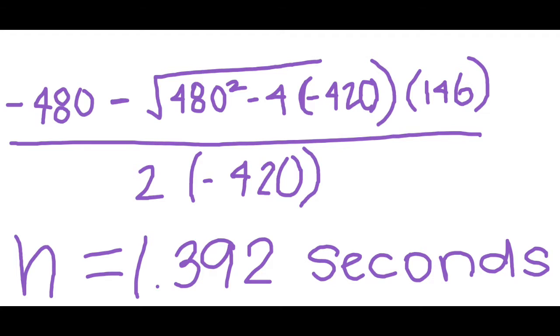Just to explain it a little bit more, we got that negative 480 at the beginning. That is our b in the equation. Next is the b squared, so we have 480 squared. Then we do a minus 4, and then we do the a and c. So a was negative 420, and c was 146. And we do it all over 2 times a, and a was negative 420.